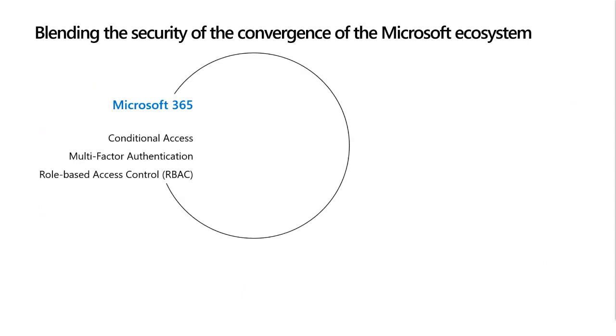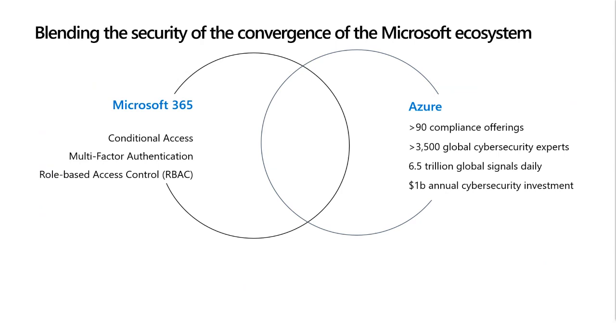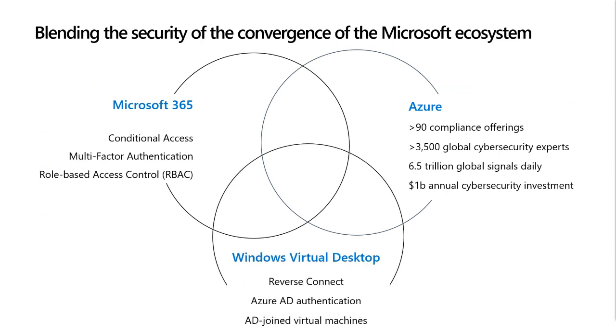So, blending the security of the convergence of the Microsoft ecosystem. How does that tie in with Windows Virtual Desktop? Some of the built-in security offered by WVD are the reverse connect, Azure AD authentication, and the machines on WVD have to be AD joined. This is ADDS that we're talking about, domain services, so traditional AD join. This means that you can apply group policies to the machines through your traditional AD.